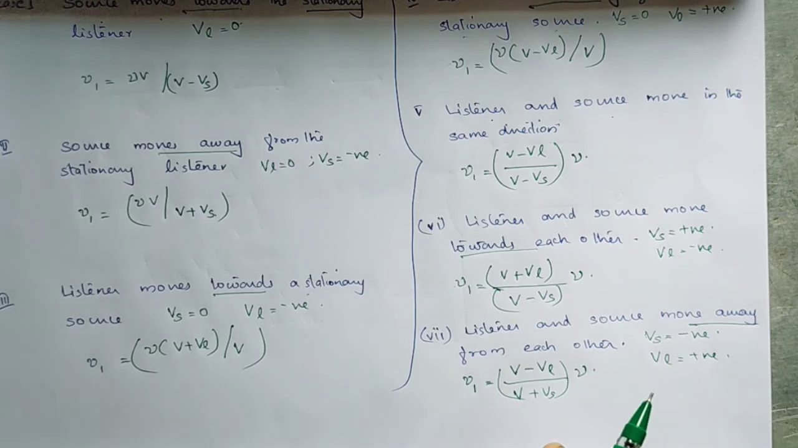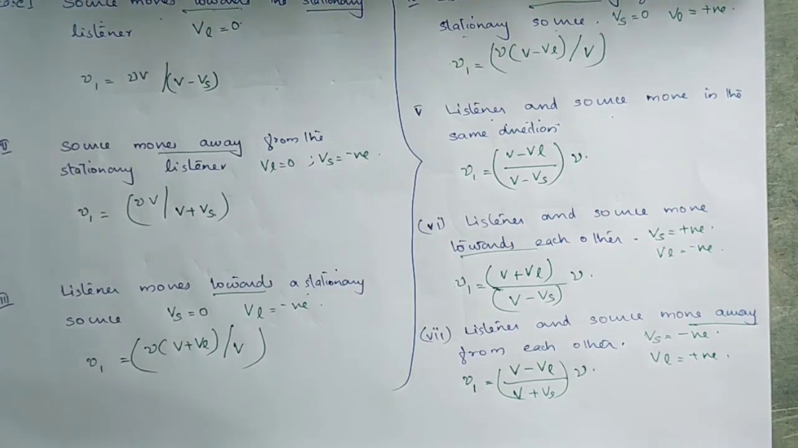Okay, so just conclude: what is the Doppler effect? The apparent change in the pitch or frequency of sound produced by a source due to relative motion of the source, listener or medium is called the Doppler effect.